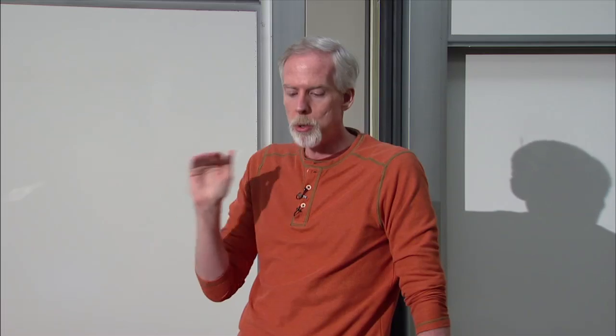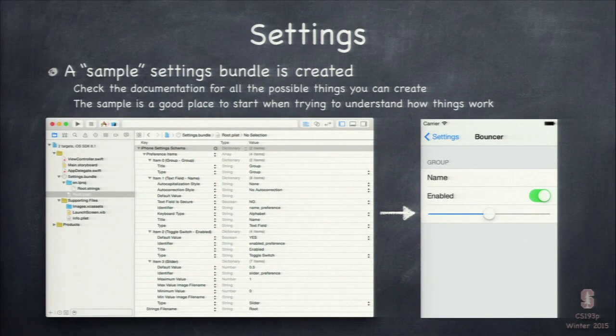Then you see Item 2, the toggle switch. It's got the toggle switch there. Item 3 is the slider. You've got the slider. The slider is very limited. You can specify an image on the left and an image on the right.